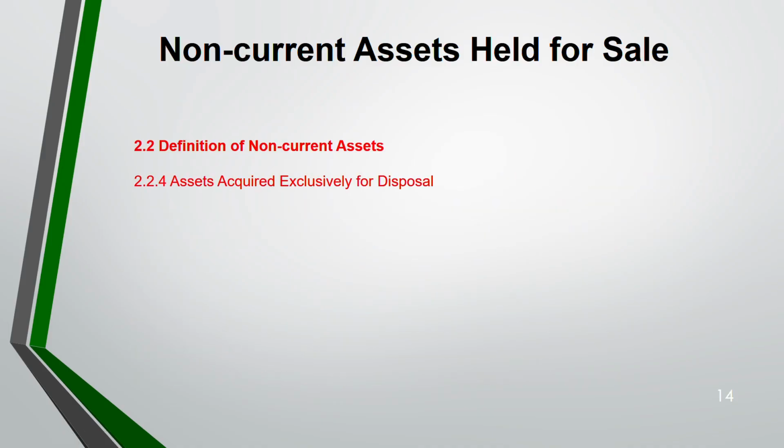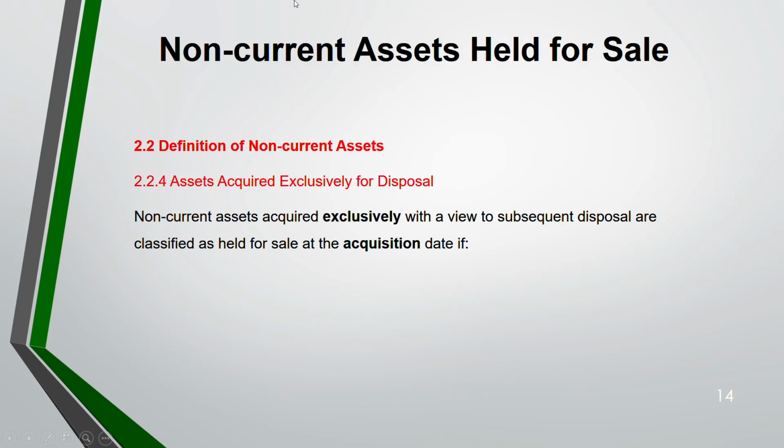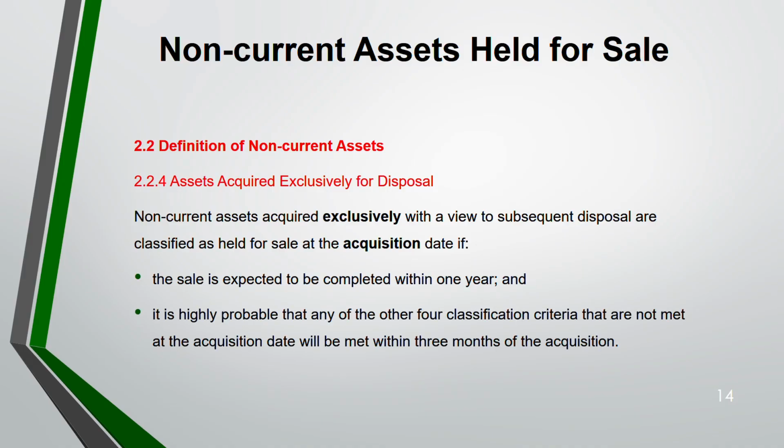Assets acquired exclusively for disposal. Non-current assets, you can acquire them exclusively with a view to sell them later. Okay, and they are classified as held for sale at the acquisition date if the sale is expected to be complete within 1 year and it is highly probable that any of the other 4 classification criteria that are not met at acquisition will be met within 3 months of the acquisition.